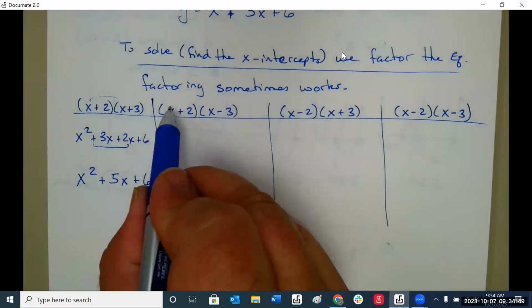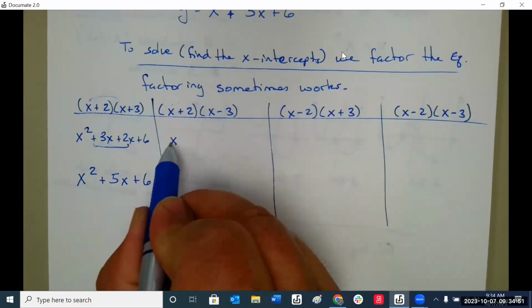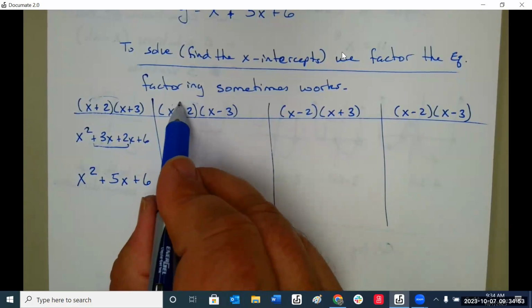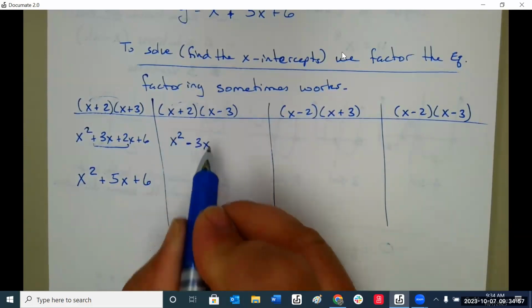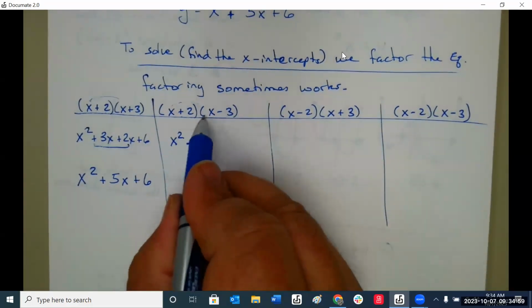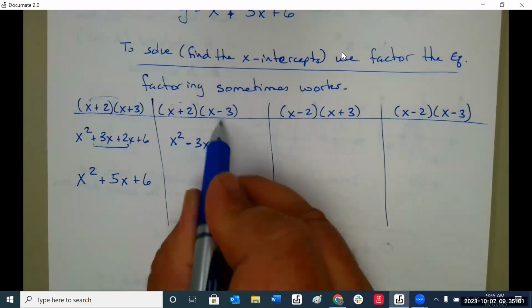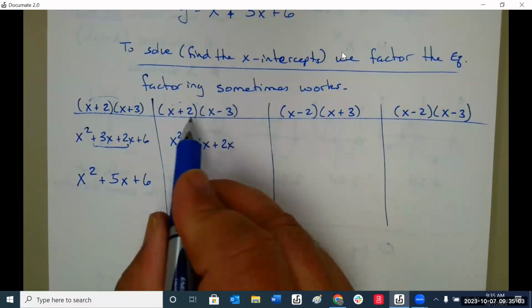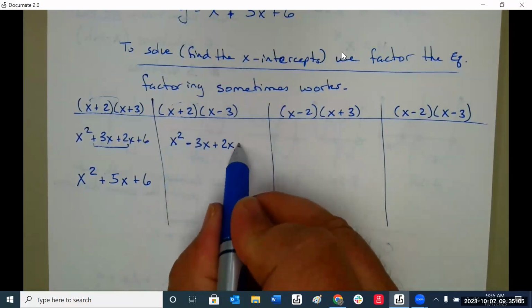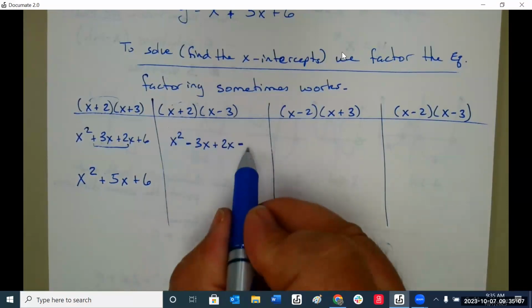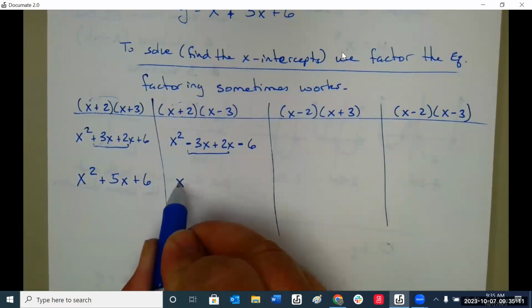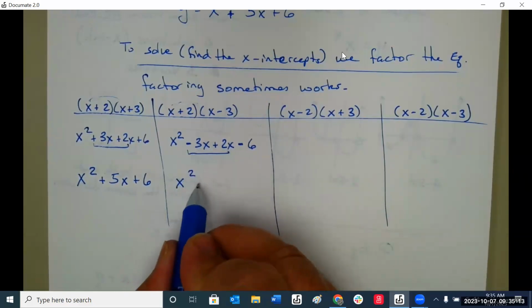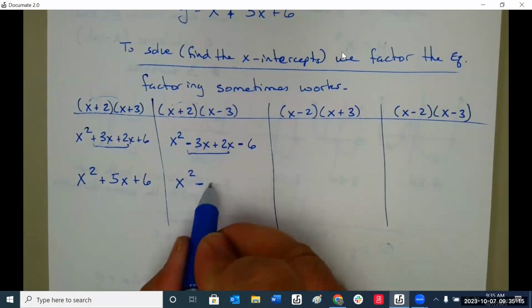Do the next one. X times x is x squared. X positive times negative is negative. X times 3 is 3x. Positive and positive is positive. 2 times x is 2x. Positive times negative is negative. 2 times 3 is 6. Combine like terms. 3 is bigger, so it's minus. 3 minus 2 is 1.